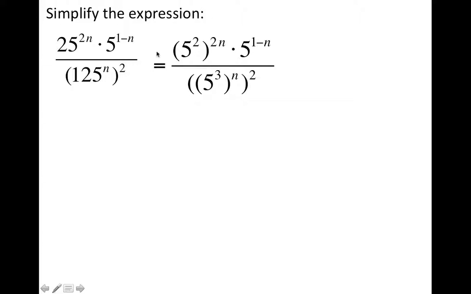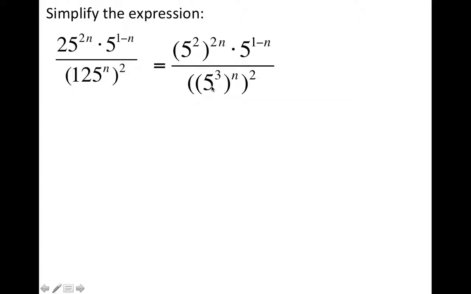This 25 is actually 5 squared. So I replaced this 25 with 5 squared, and I kept this 2n out here. So that's the only change that was made. This thing became 5 squared. Over here, it's already a 5, so we're going to leave it as it is. On the bottom, I have 125 to the power n. 125 is 5 cubed. That means 5 times 5 times 5. So I'm going to replace this 125 with a 5 cubed.